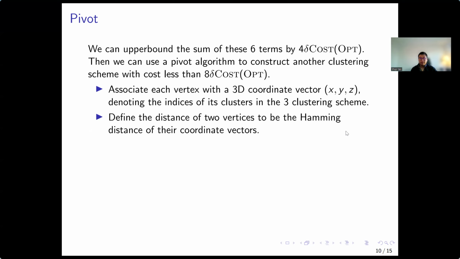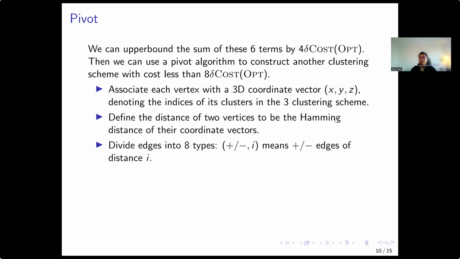So if two vertices have distance 2, then they are not in the same cluster in two of the three solutions. And based on the distance and plus or minus, we can divide the edges into, again, 8 types. We will use +i to mean a plus edge of distance i.